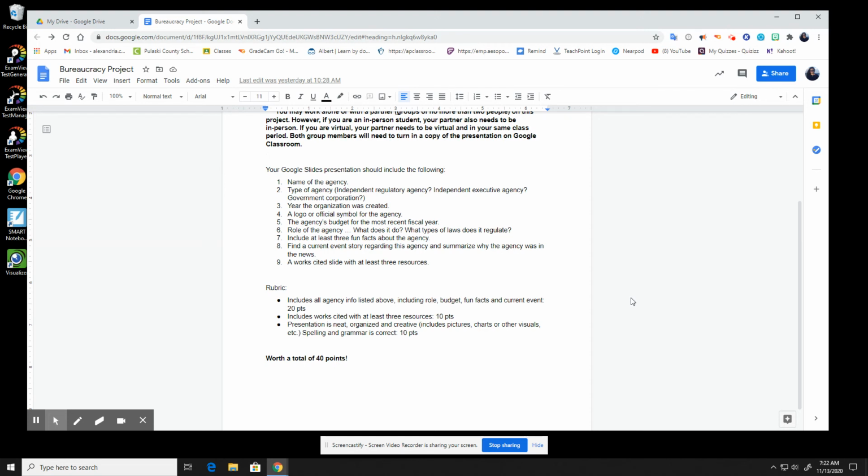Okay, so make sure that you're getting your information from good, reputable resources and at least 3 different resources. So your rubric is that it includes all of the information listed above, so 1 through 9, including the role of the agency, its budget, fun facts, and a current event. So that's worth 20 points.